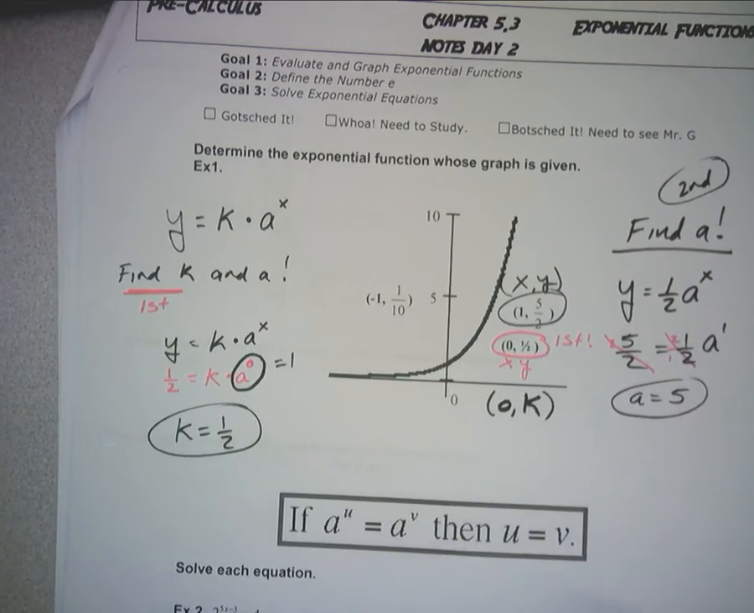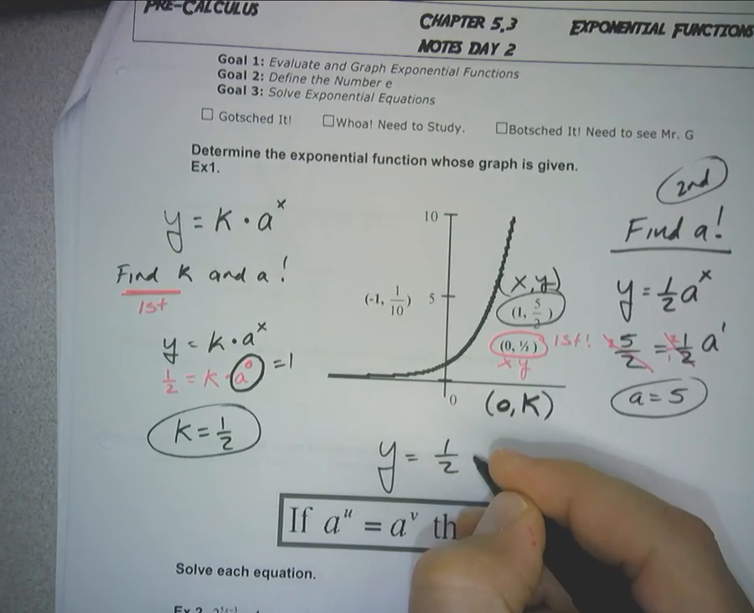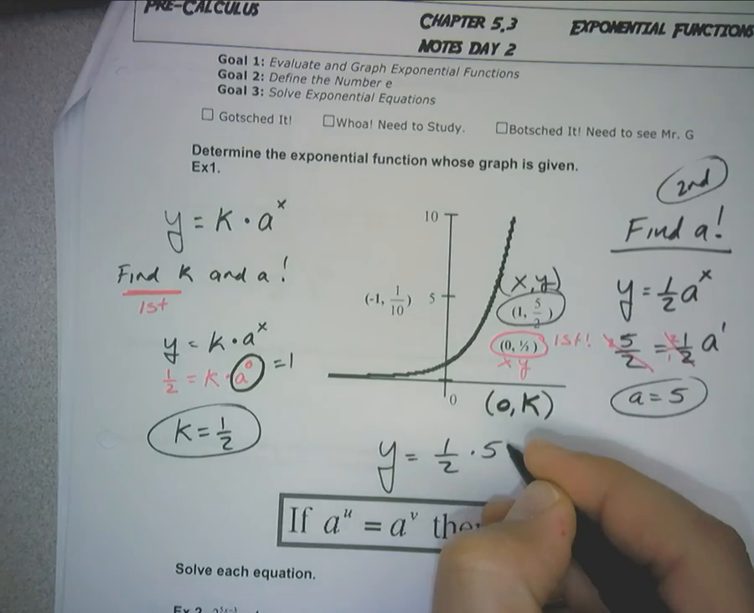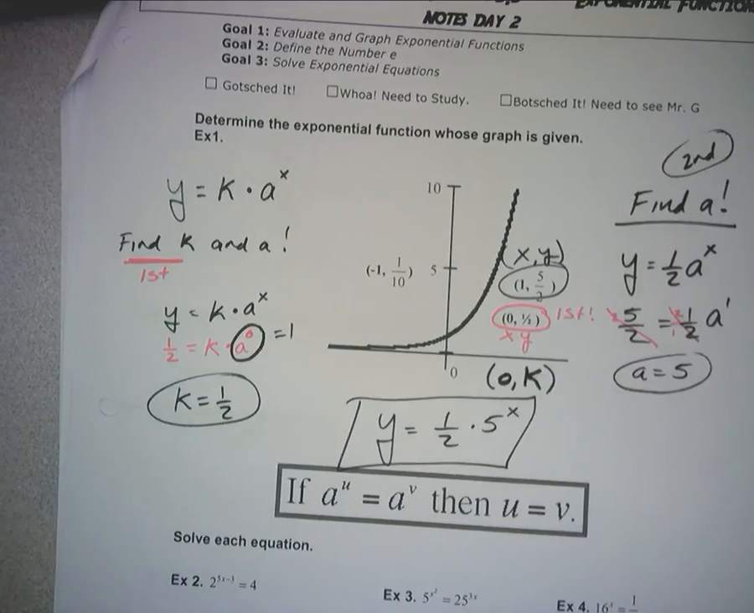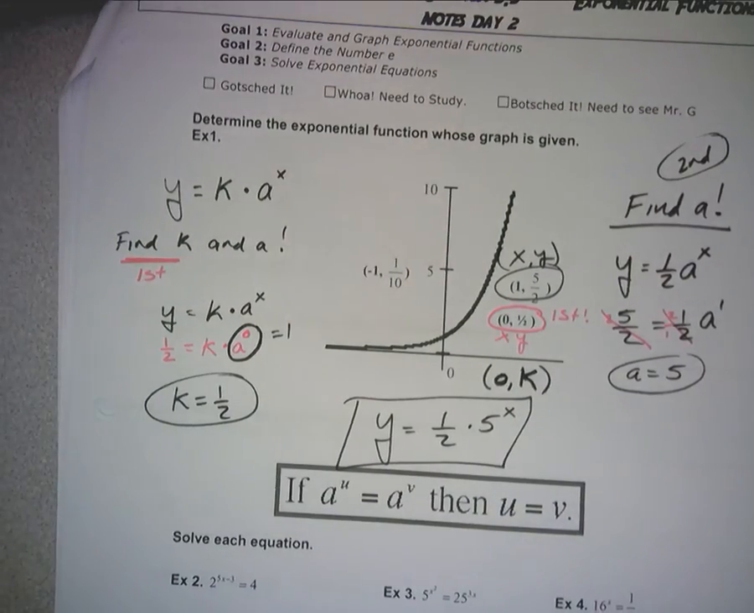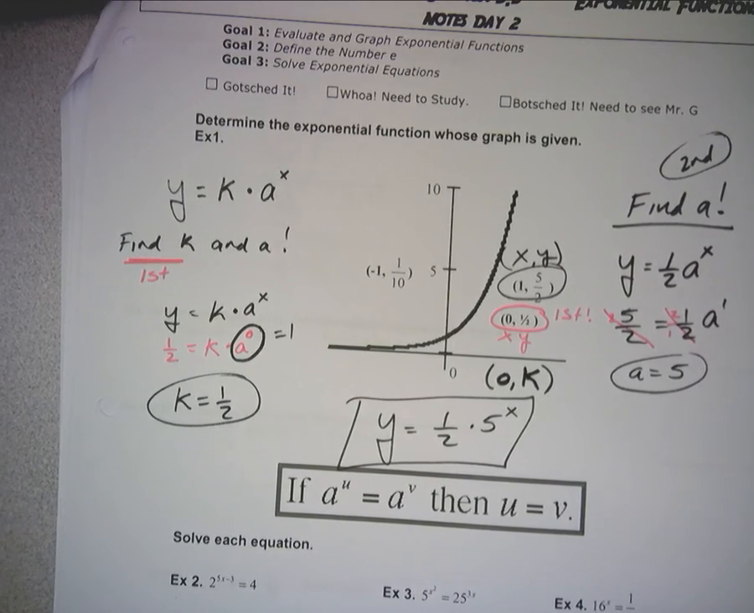So now I got a, now I got k. I plug that in, and I've got y equals 1/2 for k. A is 5, so times 5, and then to the x power. Okay. You could also write this as 5 to the x power over 2. That would be fine too. Just as long as you know it's just the 5 that is raised to the x.